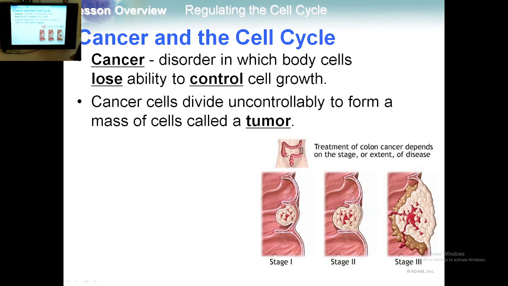So cancerous cells divide uncontrollably to form a mass of cells called a tumor, okay? So here and even here we can call the cancerous cells a tumor because there is a huge mass on the tissue.